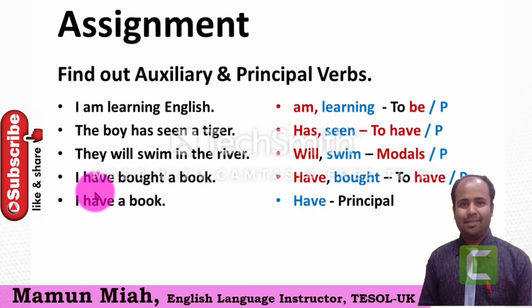The sentence just before it, "I have bought a book." Here two verbs, "have" and "bought". That is why "have" is in red color; this is the "to have" auxiliary verb. But in the last sentence, "I have a book", there is only one verb. That is why we'll call it the principal verb, not auxiliary.